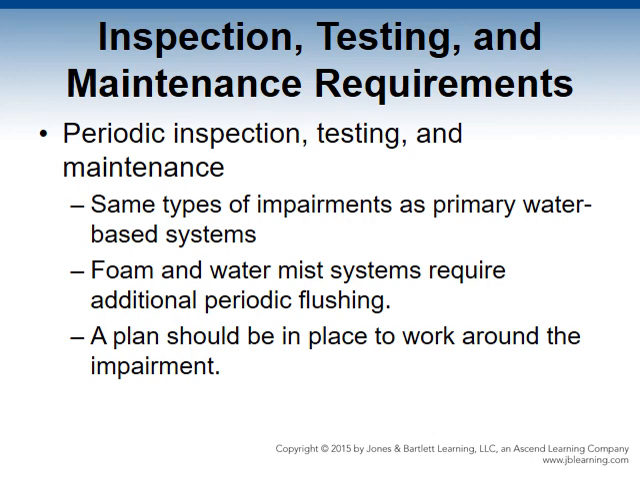If impairments occur, a plan should be in place to work around such impairments, such as implementing a fire watch, documenting and tagging the system out of service, contacting all affected parties, and starting the impairment investigation to expedite repairs.